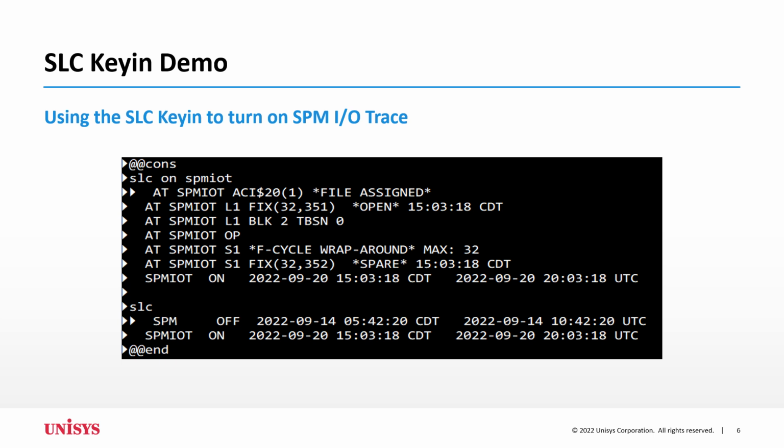Pictured is an example of how to use the SLC key-in, introduced in Release 20.0, to turn on SPM IO_Trace collection. First, enter cons mode, then enter SLC on SPM IoT. This will open the SPM IoT trail and start collection of SPM IO_Trace data on the SPM IoT audit trail. Just typing SLC shows the status of each configured SPM trail. Customers can use the SLC key-in to turn on any configured SPM trail, but in this example, SPM IoT is turned on.